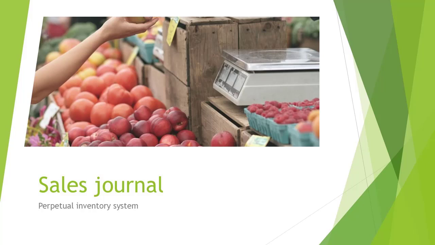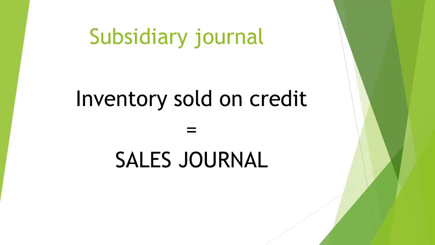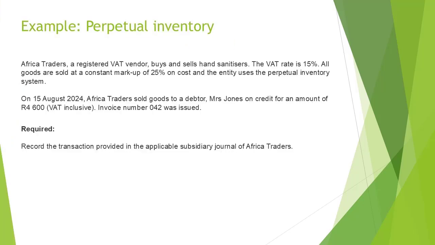Good day. In this short video, we will discuss the recording of a credit sales transaction when a business makes use of the perpetual inventory system. The subsidiary journal where all credit sales of inventory is recorded is the sales journal. Let's have a look at an example.